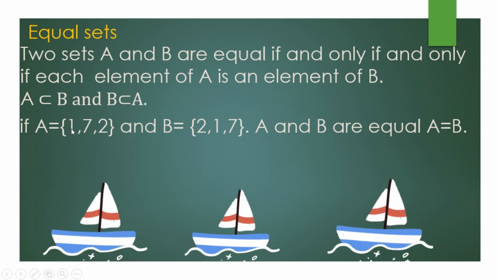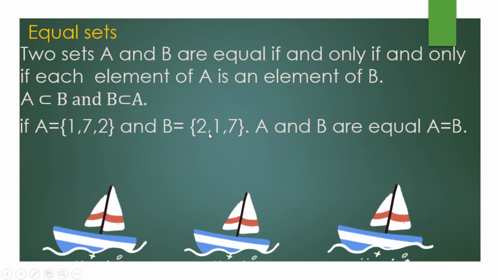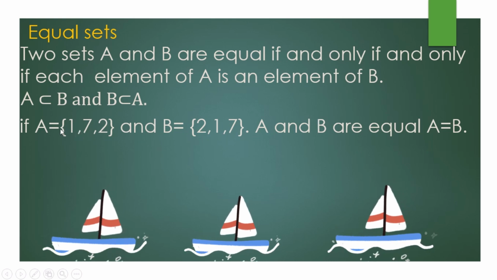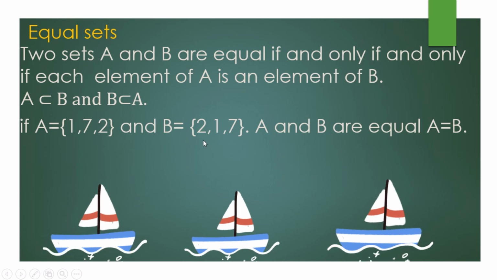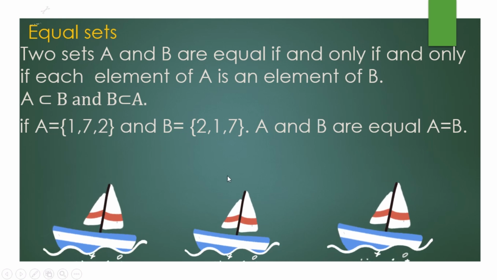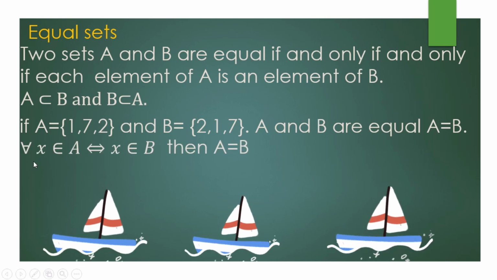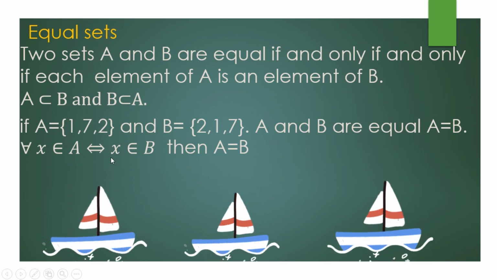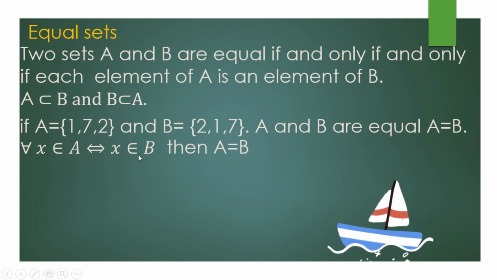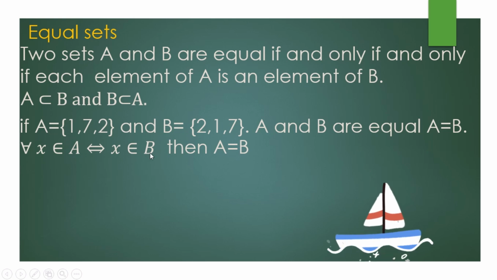For example, A equals {1, 7, 2} and B equals {2, 1, 7}. These two sets are equal because they have the same elements. For every x belongs to A, it is equivalent to say x belongs to B. It means if x belongs to A, then x belongs to B, and if x is in B, then x is in A. It means that the two sets are equal.